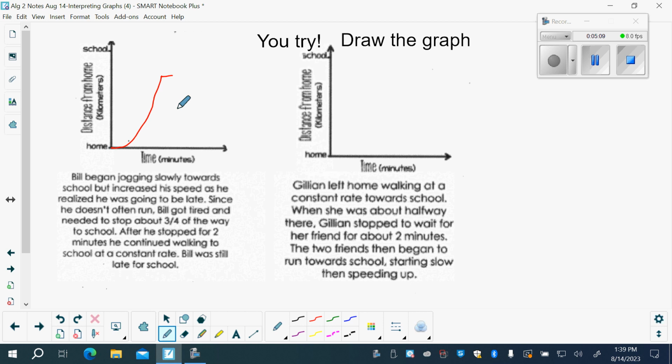Joey, what do you think? What kind of a line are we going to draw for the last part? Curved line, straight line? Straight. Yeah, straight line, because he's going... why is that? Constant. That's right. Constant speed until he gets to the school.